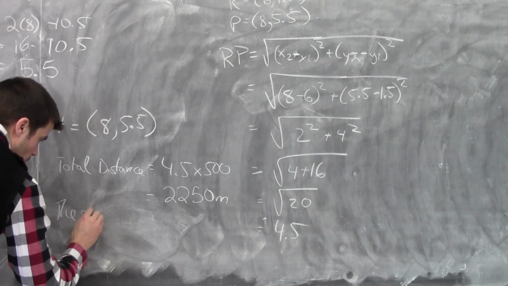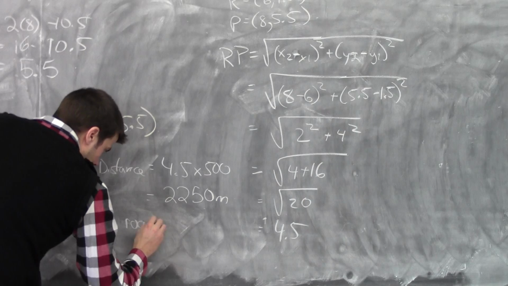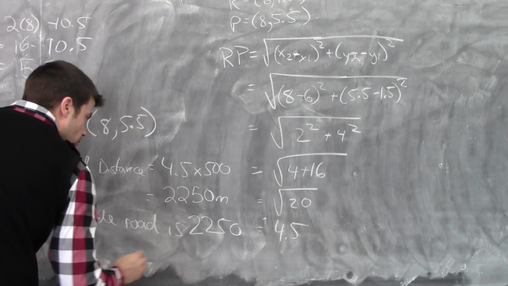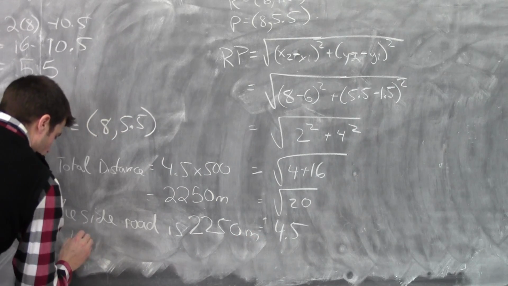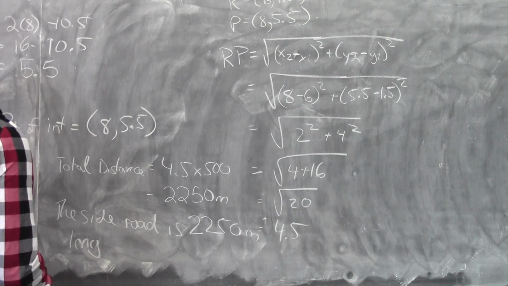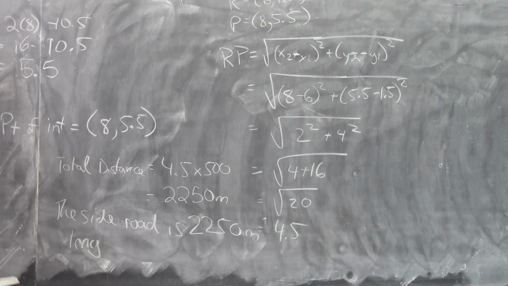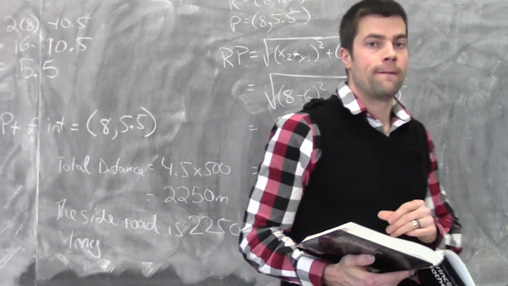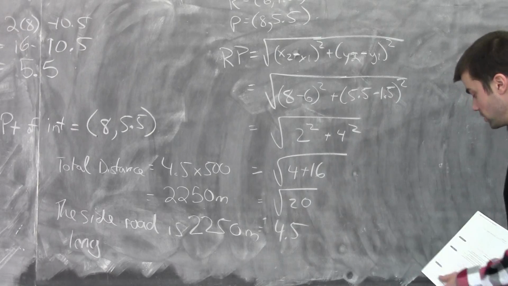So the side road is 2,250 meters long. Any questions there? Okay, so long process, but nothing was new. We used the same length formula here. We used slope here, negative reciprocal, for the perpendicular line, and then figured out our final answer there. No questions there?